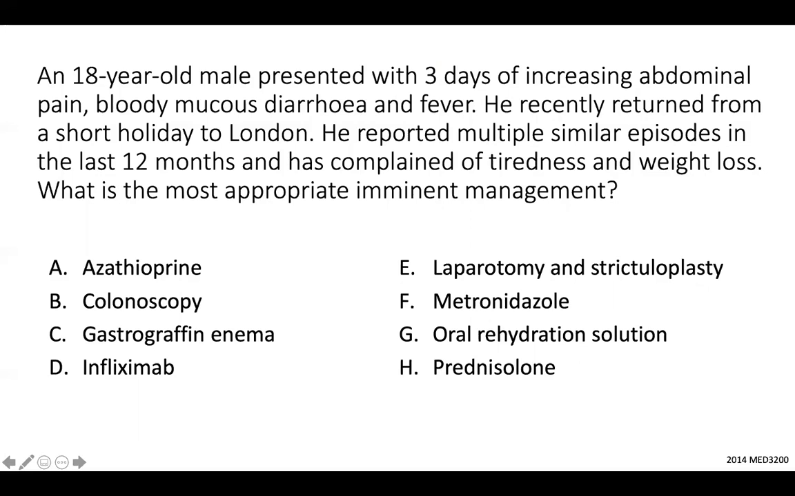So what would you do for this patient? Pred, yeah. So is this UC or Crohn's most likely? It's most likely UC because of the bloody diarrhea. And so what's first line usually for UC induction? 5-ASAs, which is not here, and that's why you go for Pred.